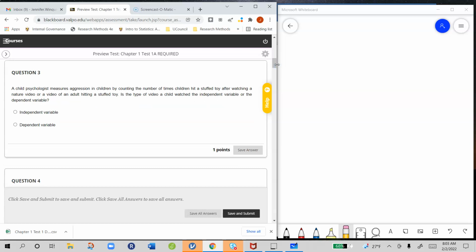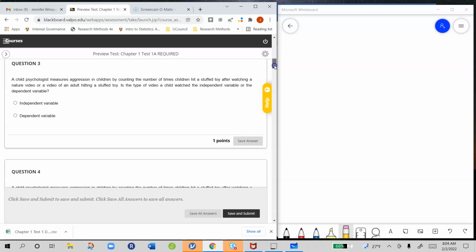Number 3, we're looking at the same scenario, but now we're asking about the independent variable and the dependent variable. In this case, we are manipulating, as researchers, what kind of video they watch, either a nature video or a video of an adult hitting a toy, and then measuring the number of times children hit the toy. So our independent variable is the variable that is manipulated, which is the video they watched. The dependent variable is the number of times the child hit the stuffed toy.